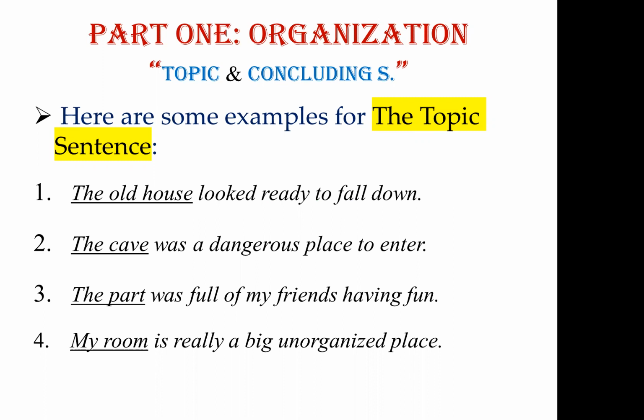Or my room is really a big unorganized place. I'm giving my opinion about my room, that it is a big and unorganized place. So the topic sentence in a descriptive paragraph is kind of different, because we used to write the controlling idea that orients the reader about the whole paragraph. But here I'm giving my opinion. I'm giving an impression, a general impression.